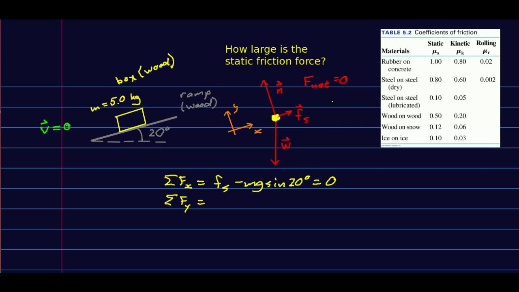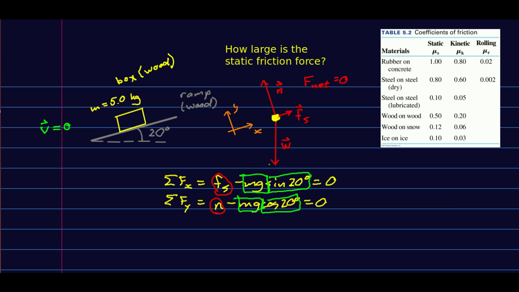And this is now 0. F net is 0. And the y component looks exactly like it did before. And again, it's a good idea to count your unknowns. We don't know the normal or the static friction, but we do know all of this, including sine and cos of 20 degrees. Those are just numbers. Your calculator can tell you what they are.